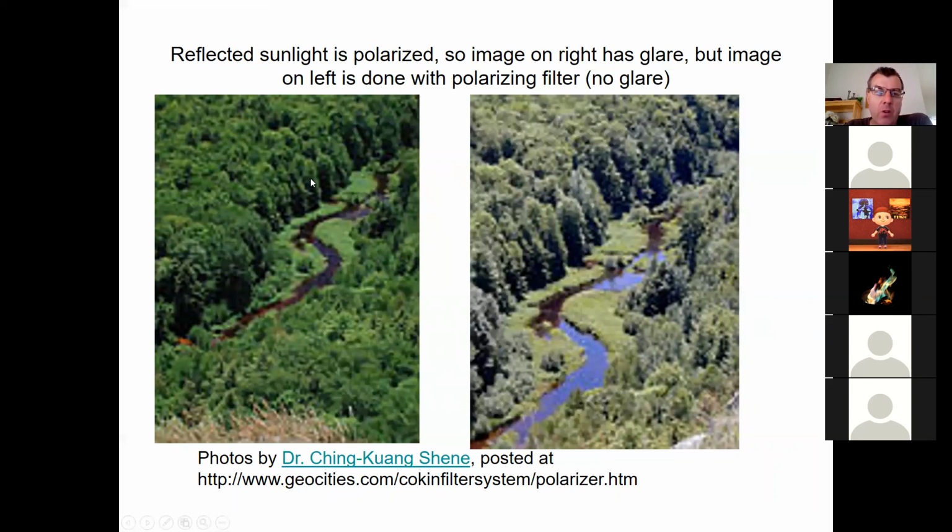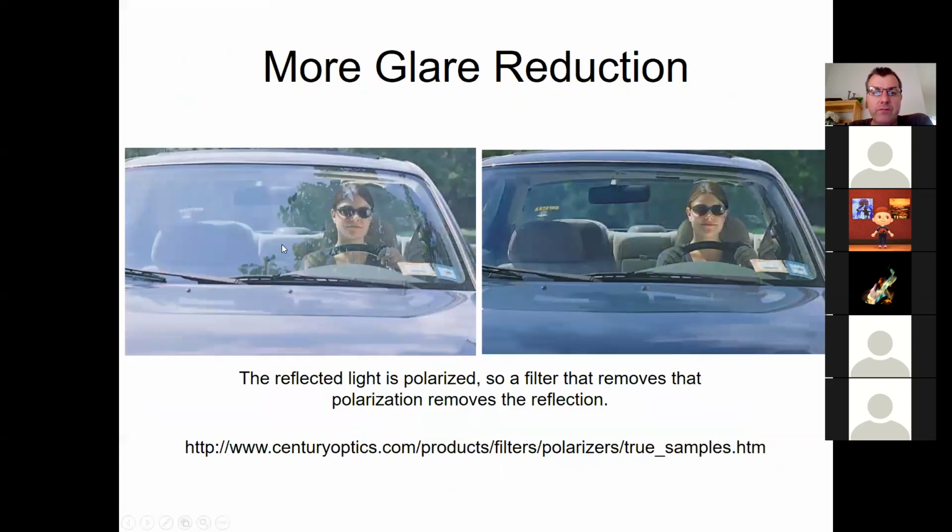Whereas the stuff that goes in and bounces around in there interacting with the chlorophyll and comes out with a range of polarizations, that stuff will be green and it won't be as polarized. So if you use a polarizing filter, you can get rid of, not all, but a lot of the glare and keep the stuff that spent some time inside the leaves.